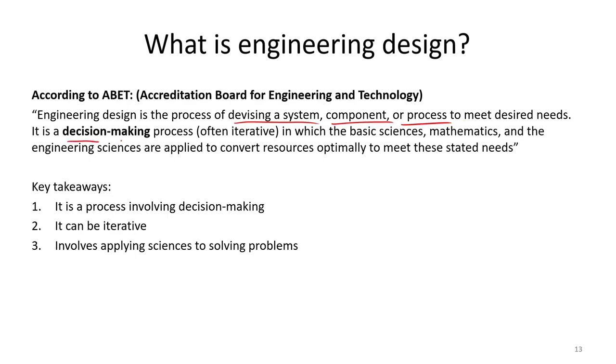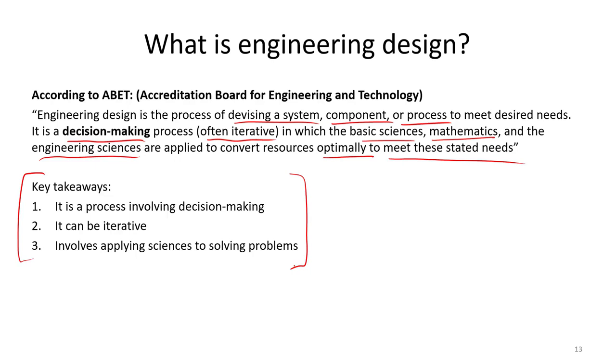Engineering design is a decision-making process, often iterative, in which the basic sciences, mathematics, and engineering sciences are applied to convert resources optimally to meet these stated needs. So that's a fancy definition. And for us, let's focus on these three key takeaways.